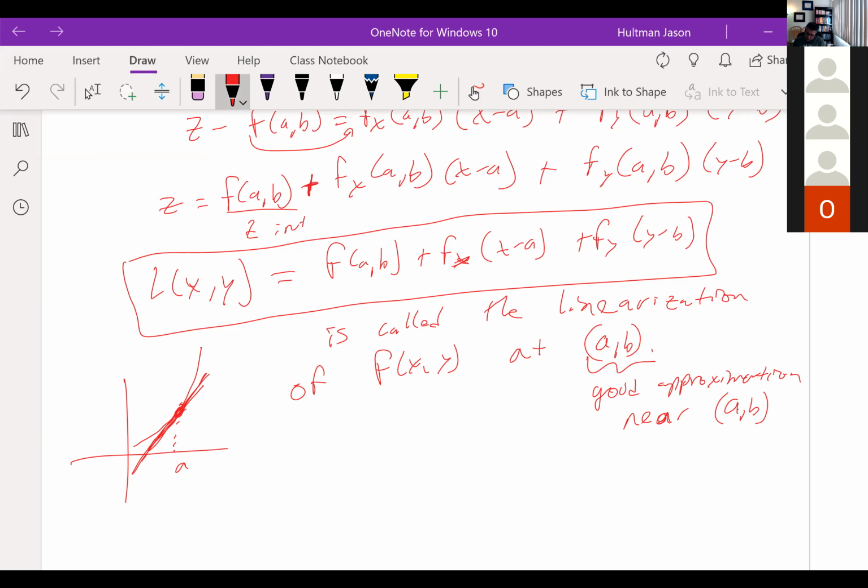For values that are really close to a. The further I get from a, the worse and worse the approximation gets. Does that make sense? Okay, so that was linearization in Calc 1. Now we're just doing linearization in two variables in Calc 3.